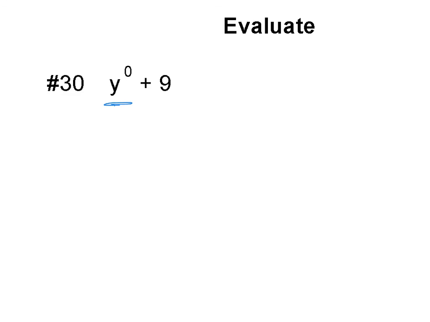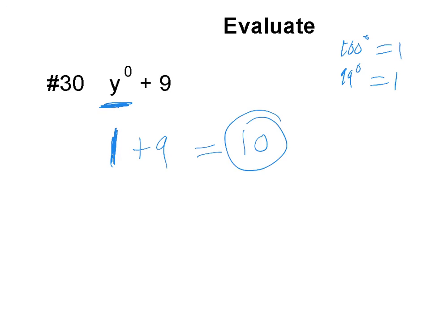I wanted to see if you remembered this. Remember what anything to the 0 power always equals? It doesn't matter what that y is. Anything to the 0 power, say it out loud. I won't be able to hear you, but anything to the 0 power equals 1 every single time. Remember that? No matter if it's 100 to the 0 power or 99 to the 0 power, they always equal 1. So that equals 1 plus 9. See how easy number 30 is once you remember that little trick? There you go. There's number 30.